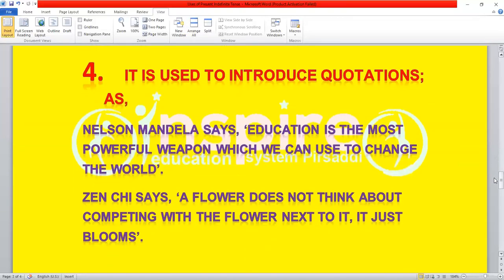Fourth, it is used to introduce quotations, for example, Nelson Mandela says, education is the most powerful weapon which we can use to change the world. Senshi says, a flower does not think about competing with the flower next to it. It just blooms.